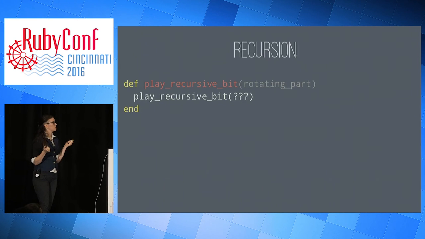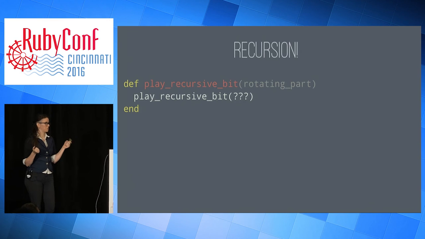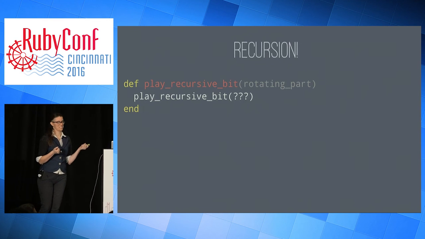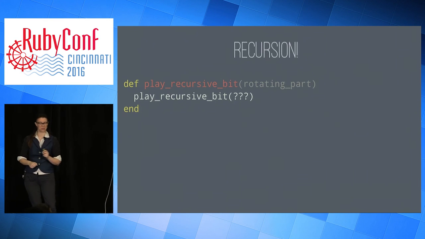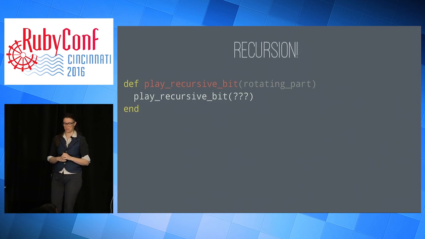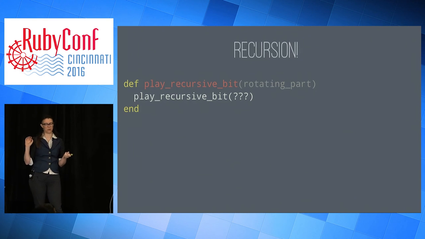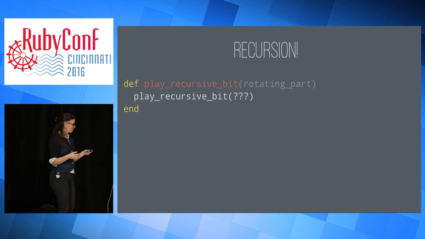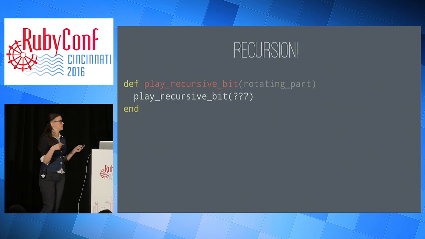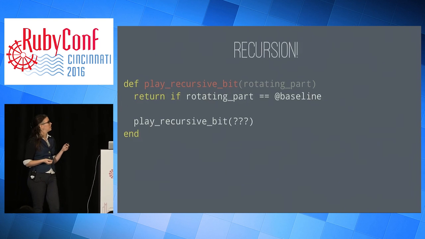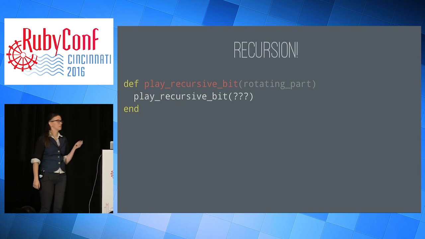So we're going to start with the obvious part written for us, with this very aptly named method, play recursive bit. We pass in a part that we want it to play recursively, and then we call the method within itself, and we'll get to what we pass into the repeated call in a minute. Oh, I just gave it away.